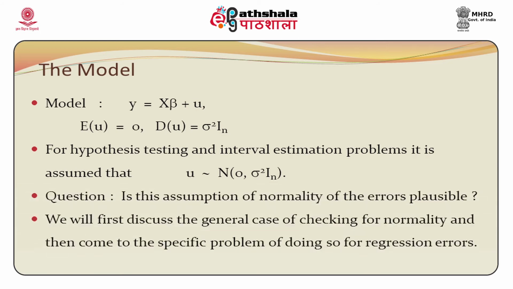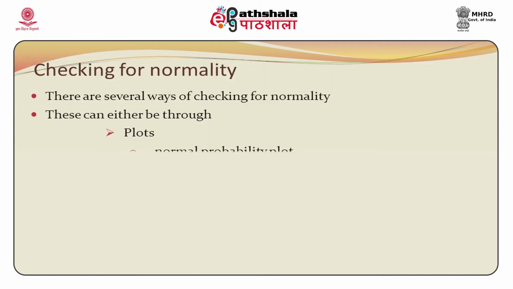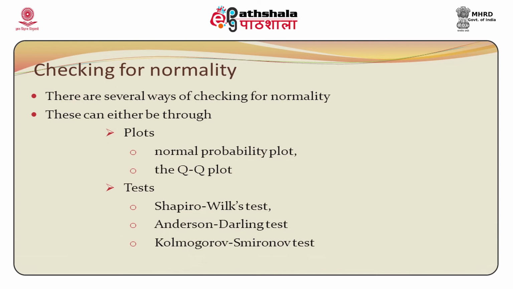The question is, is this assumption plausible? How do you know actually that u is what we are assuming it to be? So, there are several ways of checking this, primarily through the normal probability plot or the QQ plot. You can also have tests like the Shapiro-Wilks test and the Anderson-Darling test. So, what we will be doing here is to see what type of plots and what type of tests we can have. We will be discussing one type of plot, that is a normal probability plot, and we will discuss the Shapiro-Wilks test. The other tests or the other plots are similar, so we will just be looking at these two.